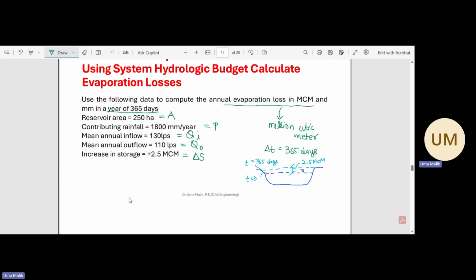So now let's use the hydrologic budget equation to calculate your evaporation loss. In this case, you have no mention of groundwater, but still we will be using the equation of the system to calculate our evaporation loss.